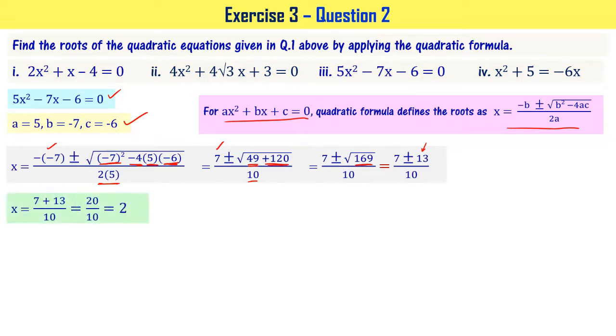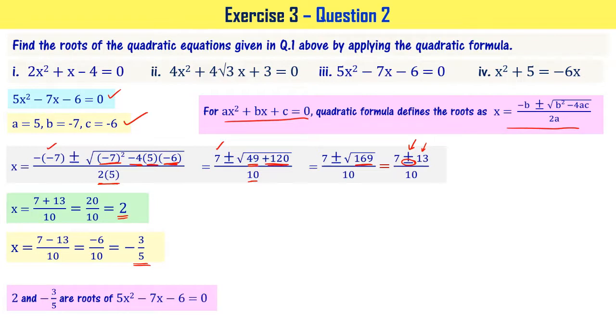Let me write x equal to 7 plus 13 divided by 10. I have used only this plus symbol here. When you do that, it is going to be 20 by 10, that is equal to 2, x equal to 2. Now let me use the negative sign here. When you do that, x is going to be 7 minus 13 divided by 10, that is minus 6 by 10, that is equal to minus 3 by 5, right? So to answer the question, 2 and minus 3 by 5 are the roots of the given equation. Got it?